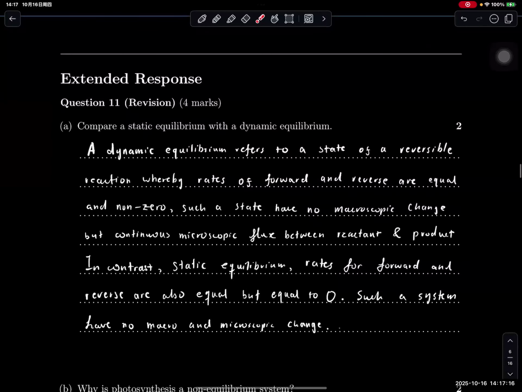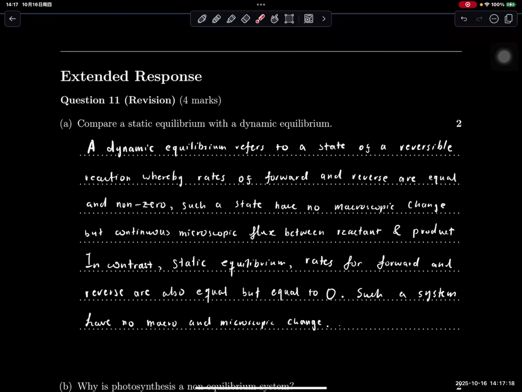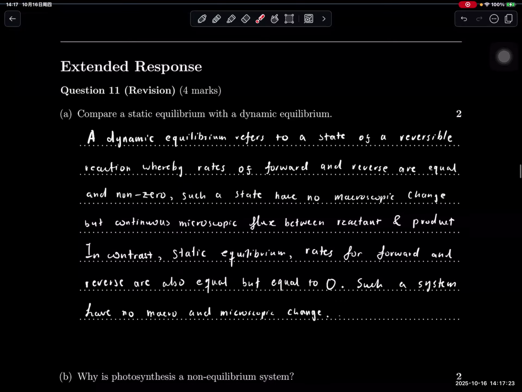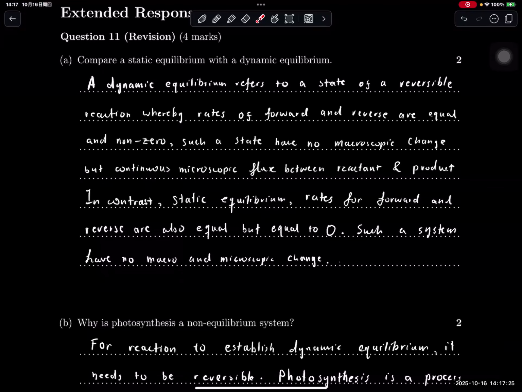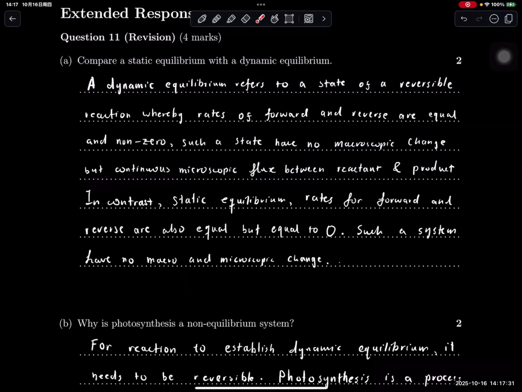Question 11. This is a revision question. Compare static and dynamic equilibrium. I'm going to skip talking about this part. You can take note of my answer. It's pretty much just the comparison. Talk about the rates and talk about the macroscopic and microscopic changes.